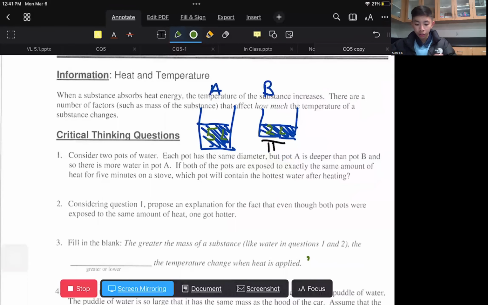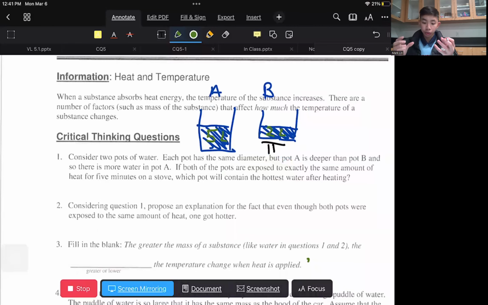When heat is applied to both pot A and pot B, pot A will take longer to heat up than pot B. Pot B will heat up faster. This is because pot A has a lot more water molecules than pot B. More volume, more molecules, there's more stuff to heat up than in pot B. Let me repeat myself: pot A just has more stuff in it, so there's just more stuff to heat up.